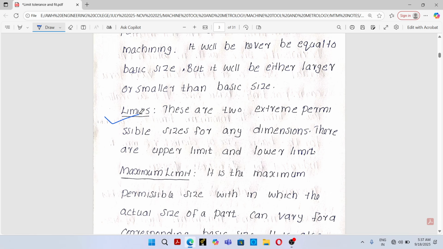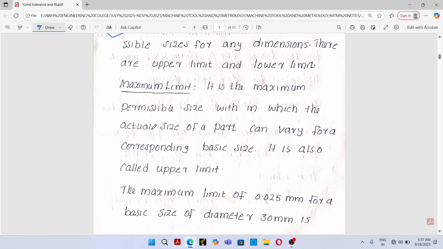See, there are upper limit and lower limit. Upper limit is known as maximum limit and lower limit is known as minimal limit. So maximum limit is a maximum permissible size within which the actual size of a part can vary for a corresponding basic size. So what is maximum limit or upper limit? It is the maximum permissible size within which the actual size of a part can vary corresponding to basic size.